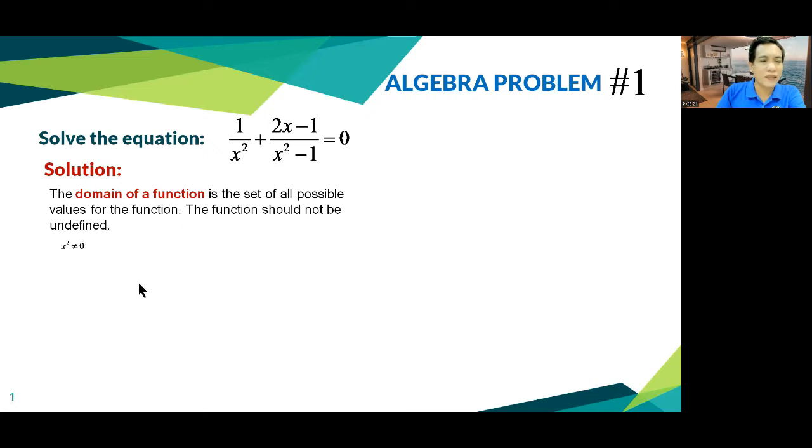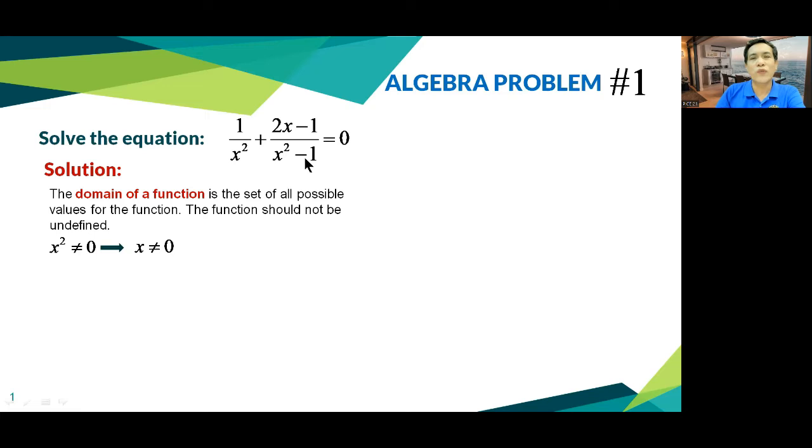First, let's start with x squared. It should not be equal to 0. Because when x squared is 0, that's 1 over 0, that's undefined. So, we'll look for the value of x, meaning x should not equal to 0, or x not equal to 0. Because when x is 0, that's undefined.